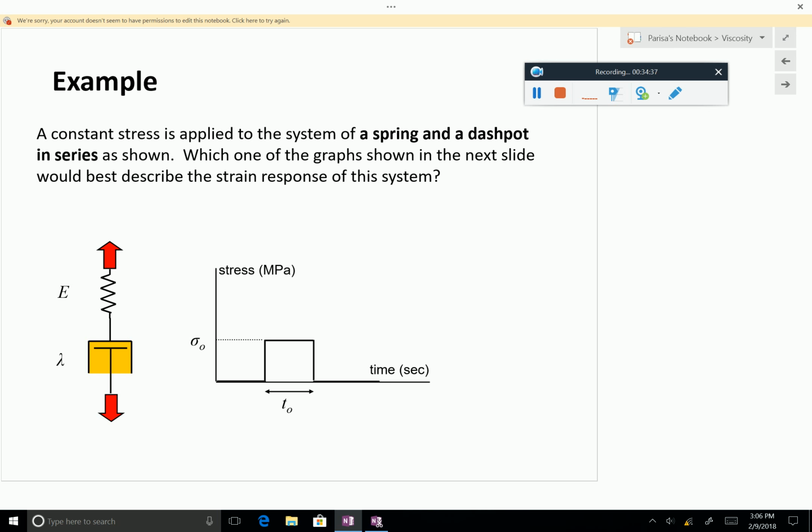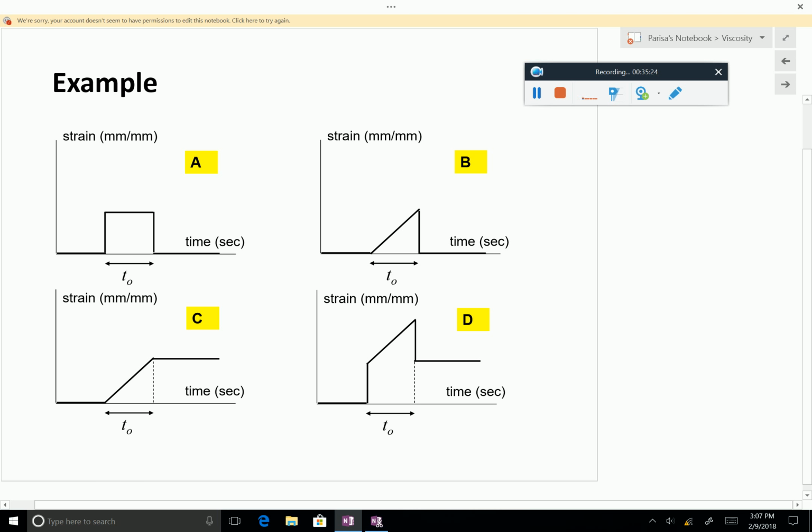Now, we didn't have any quiz or homework on this topic, so it's important to look at least at one example here. So here we have a linear elastic element, that's the spring, and a dashpot, which is the viscous element, and they are in series. Everyone knows what that means. It means that the total strain is equal to the strain of the dashpot plus the strain of the spring. Now the question is, if I apply a constant stress, which one of the diagrams in the next slide is the response? Try to talk to your friends, and when you find the answer, you may want to draw the model.